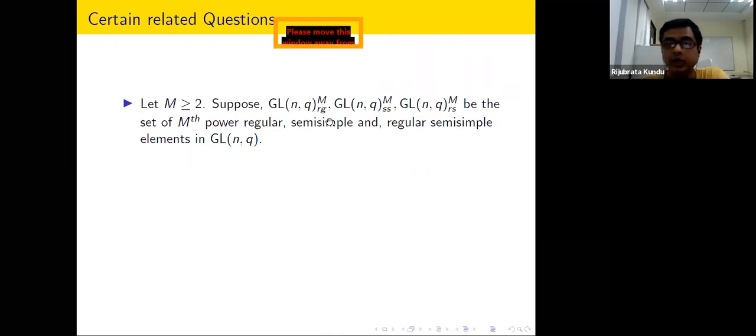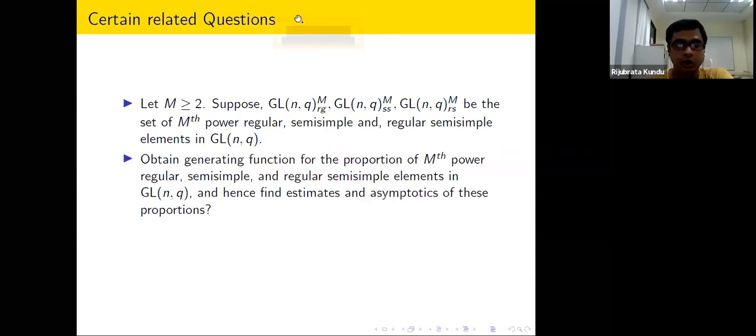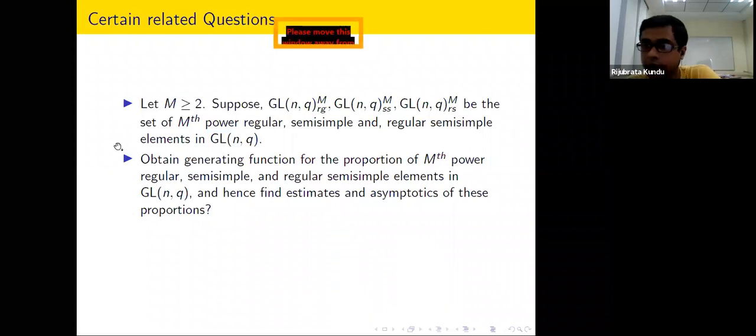If you put m equals 1 in the first quantity, it just says the number of regular elements in GLN Q, right? That is how we interpret it. So think about these as a generalization of those sets. Now, one of the questions can be: obtain generating functions for the proportion of mth power regular, semisimple, and regular semisimple elements in GLN Q, and hence find estimates and asymptotics of this proportion, just like Fullman and Wall did for the m equals 1 case. And see what turns up with the higher values of m.